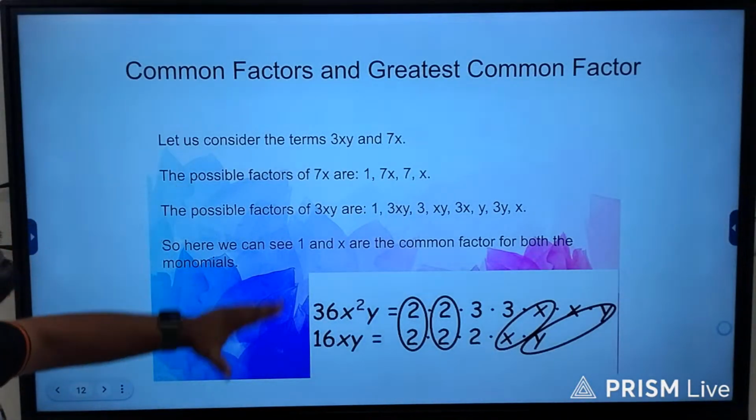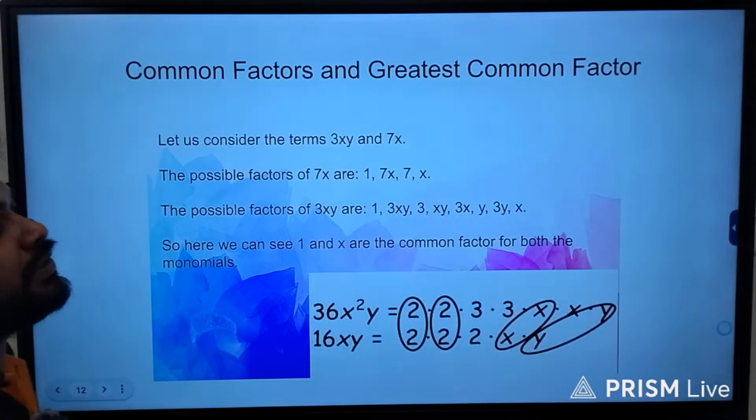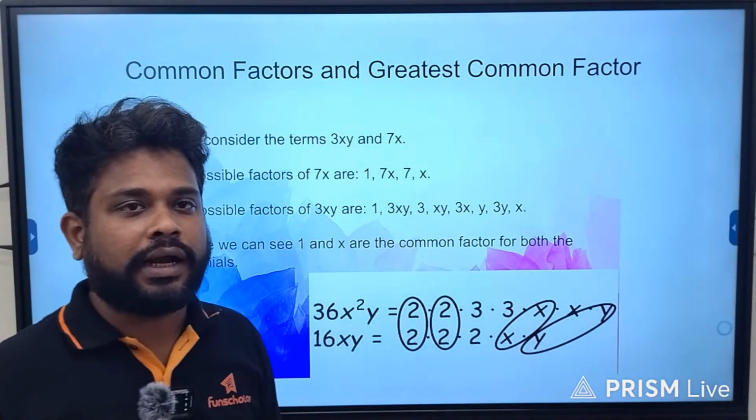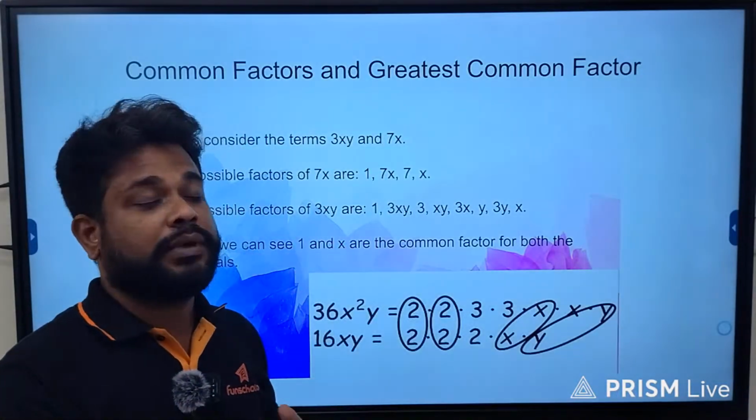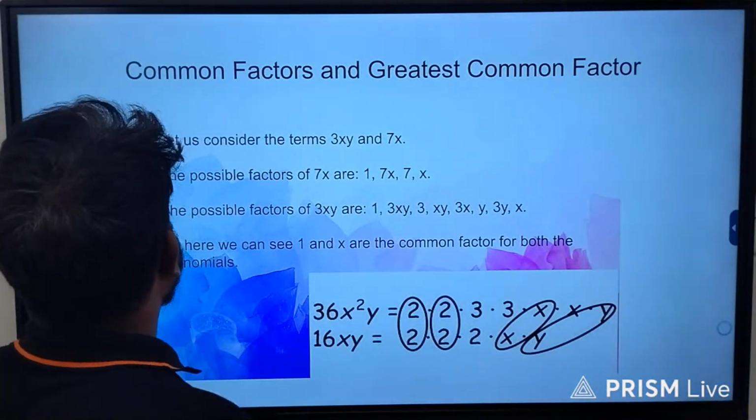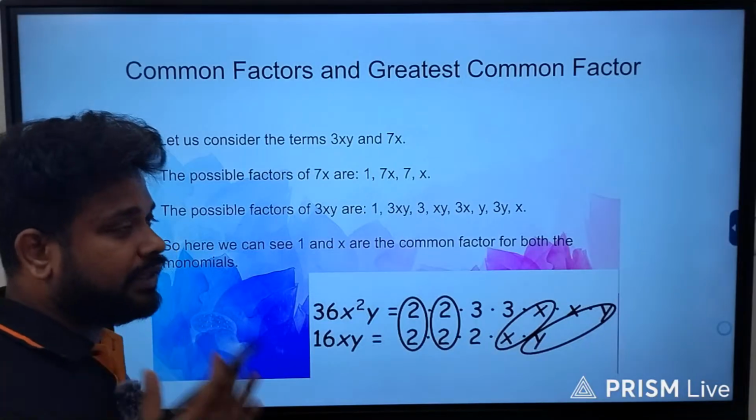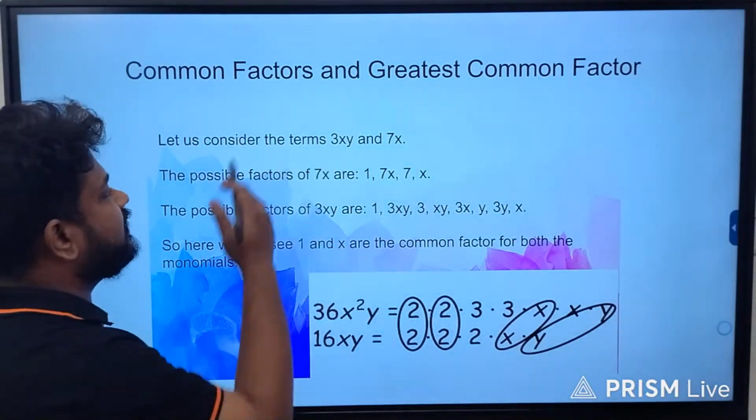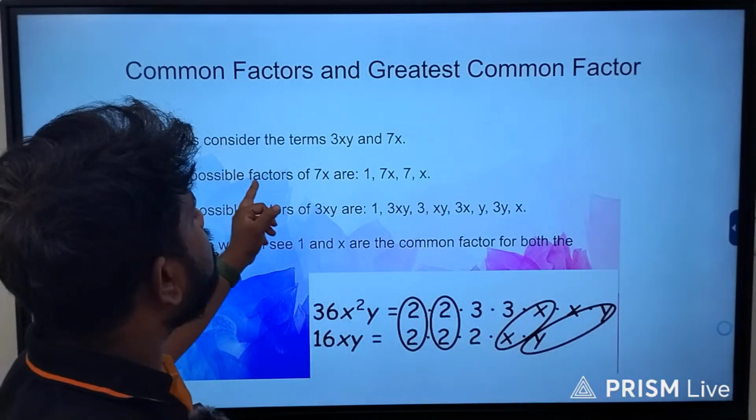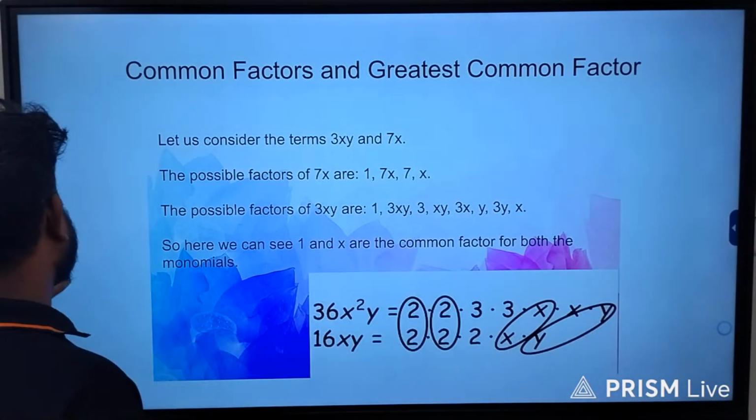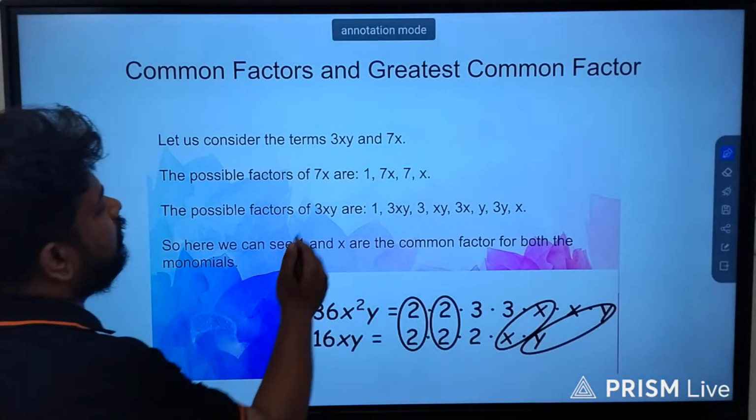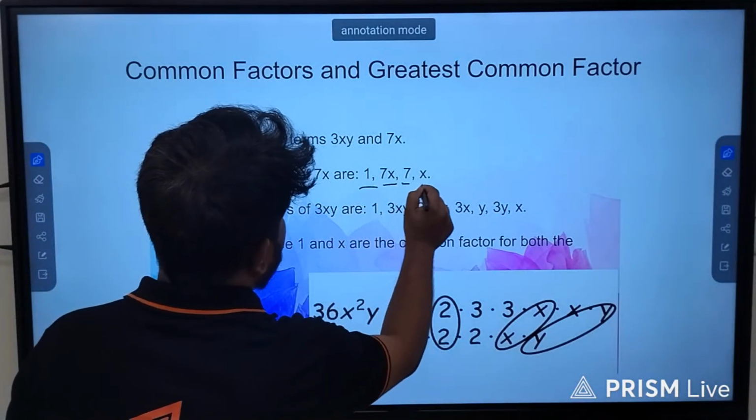Now, common factors and greatest common factors. Yes, we have already done it for arithmetic, for the whole numbers or using the prime numbers. Now we will perform this with algebraic terms. Let us consider the terms 3xy and 7x. The possible factors of 7x are obviously 1, 7x, 7 and x.